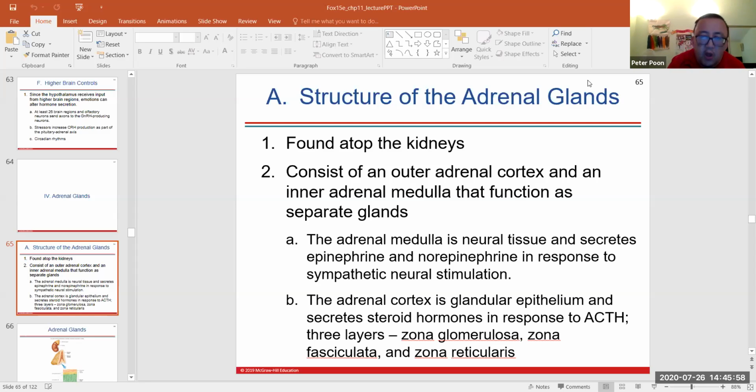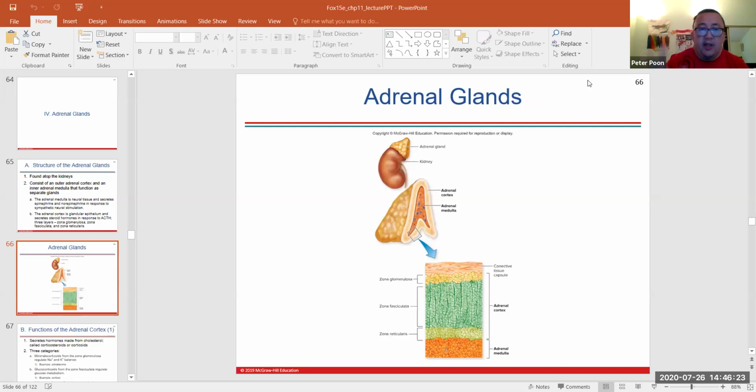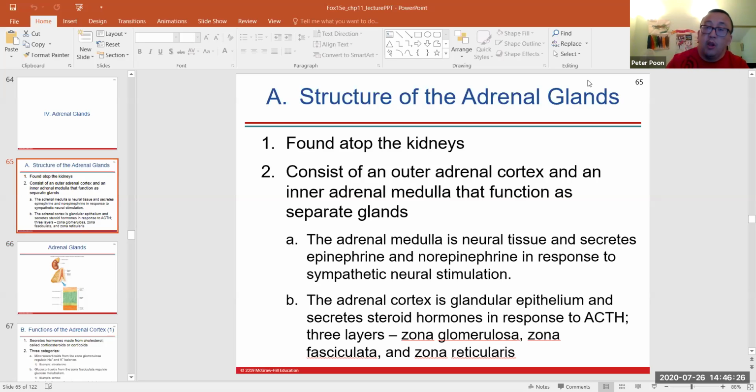The adrenal medulla is neural tissue and secretes the epinephrine and norepinephrine in response to the sympathetic nervous system. The adrenal cortex is glandular epithelium and secretes steroid hormones in response to ACTH. The way I explain this, the adrenal medulla deals with short-term stress, running from a tiger. The adrenal cortex deals with long-term stress.